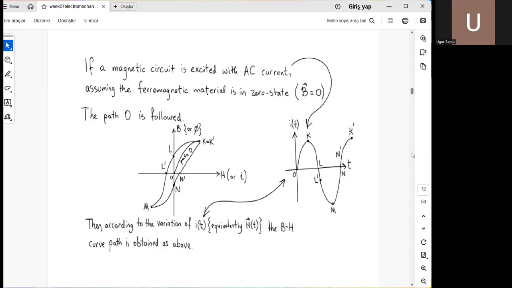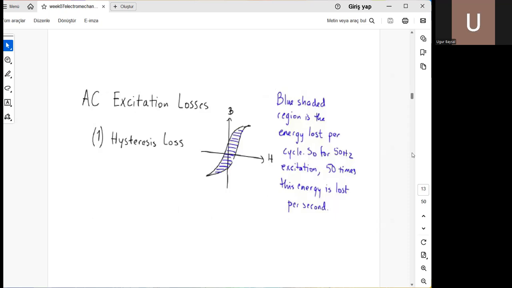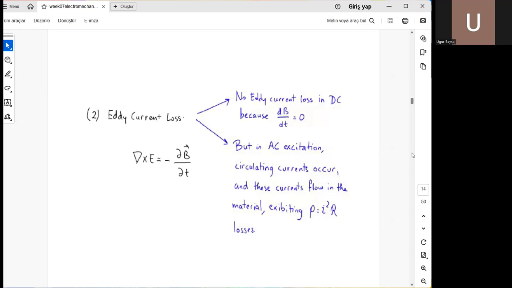And the area between the curve of these two paths and the vertical magnetic flux density axis means that I give energy, but the system returns me less energy. That difference energy is the shaded region per cycle. So if I have 50 hertz, then 50 times this energy is lost per second.